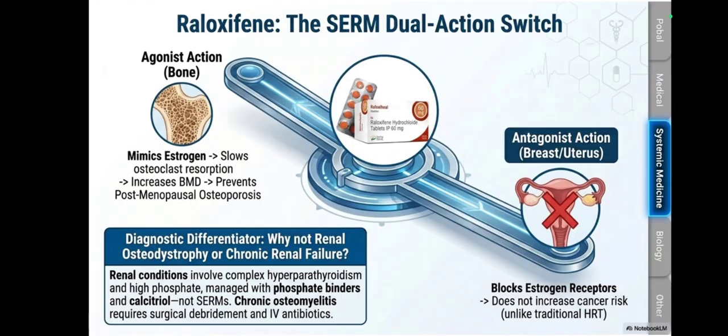By mimicking the estrogen, raloxifene slows the osteoclast resorption and it prevents the post-menopausal osteoporosis. Why not renal osteodystrophy or chronic renal failure? Renal conditions involve complex hyperparathyroidism and high phosphate, managed with phosphate binders and calcitriol, not SERMs. Chronic osteomyelitis requires surgical debridement and IV antibiotics.